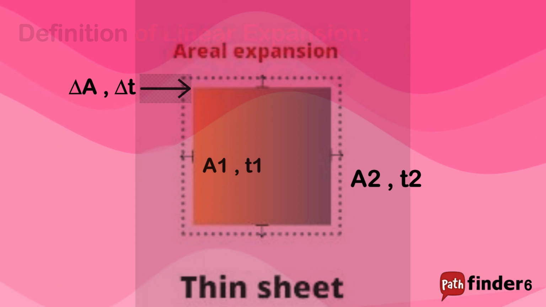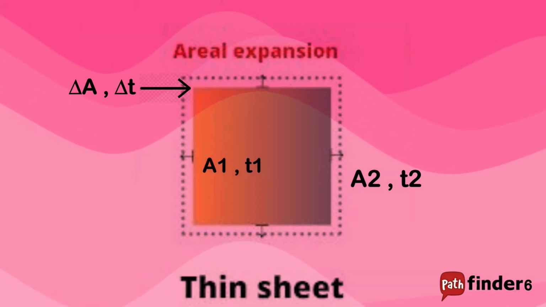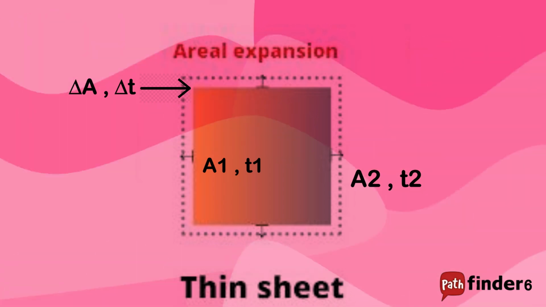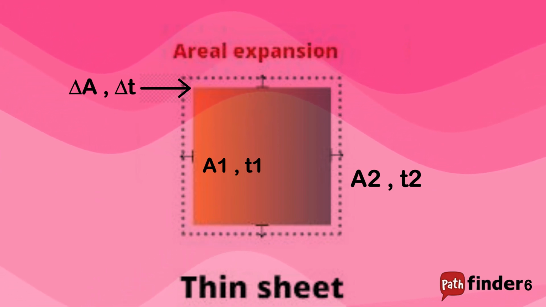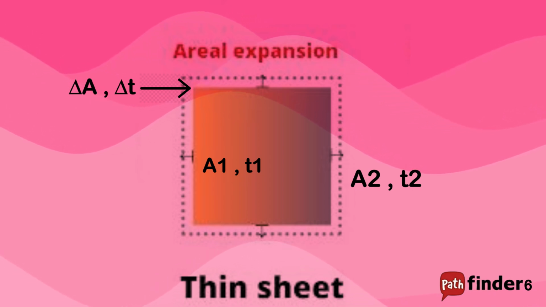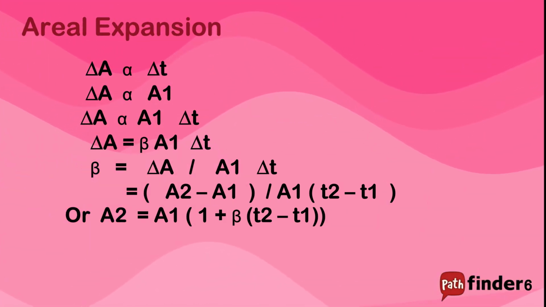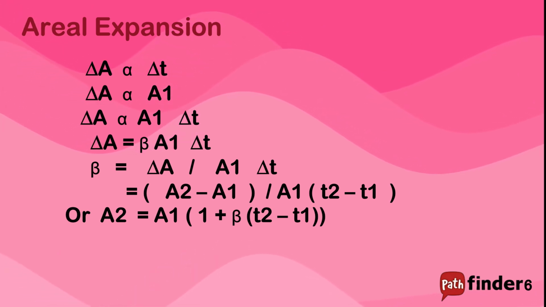If you consider areal expansion, take a thin sheet which is having some area A1 at T1 degrees Celsius, and if the temperature is raised to T2 degrees Celsius, then the area is also increasing. So the area increased here is A2. Due to change in temperature delta T, there is a change in area delta A. So we can write that delta A is directly proportional to delta T and delta A is directly proportional to A1. As we have discussed before, it depends on A1 also.